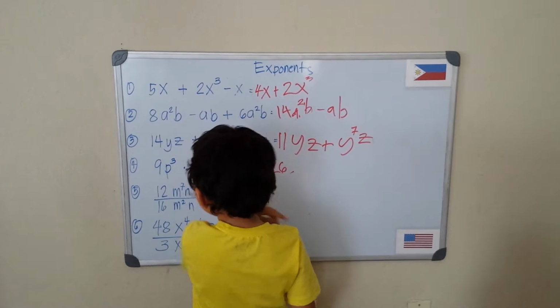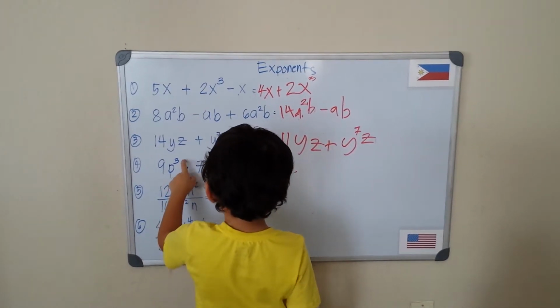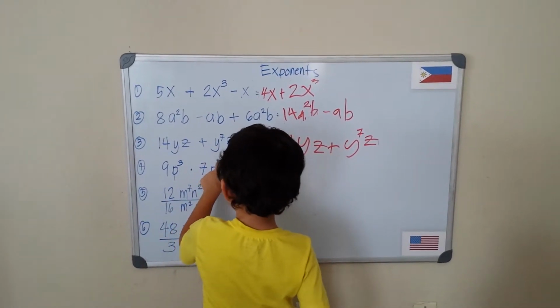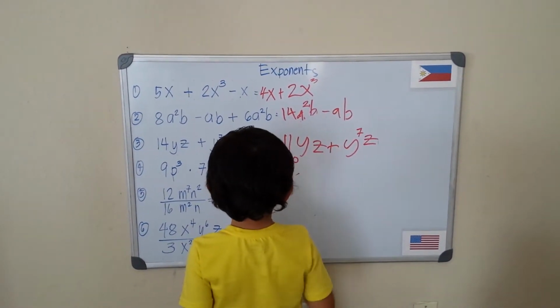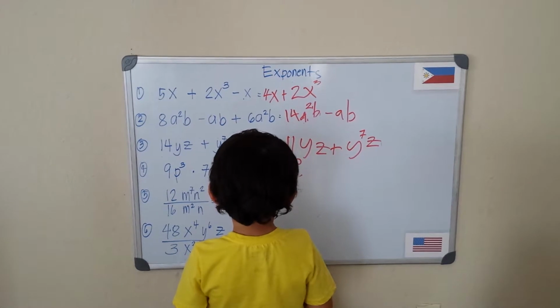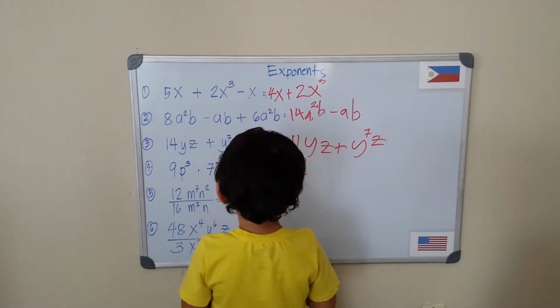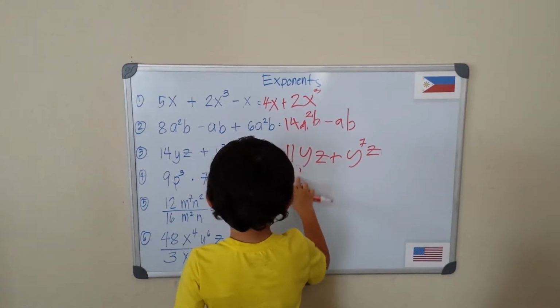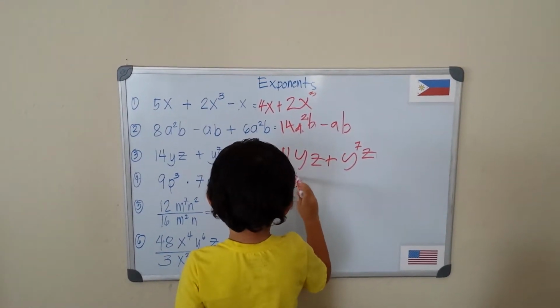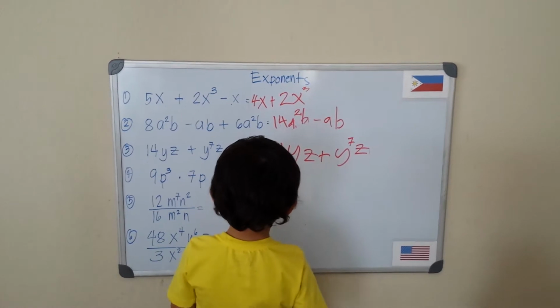Okay. We need to add the exponents 3 plus 1, and 4 plus 6 will give me 10. So 126, 126 P raised to the 10th power.